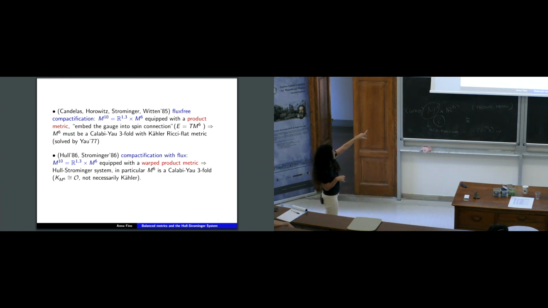The case where we are interested is the non-Kähler case. In that case, we will not have the product metric anymore, we will have the warped product metric. So the flux will be non-zero in that case, and the structure forces M6, the six-manifold, to be not Calabi-Yau Kähler anymore, but Calabi-Yau non-Kähler. So the canonical bundle is still holomorphically trivial.